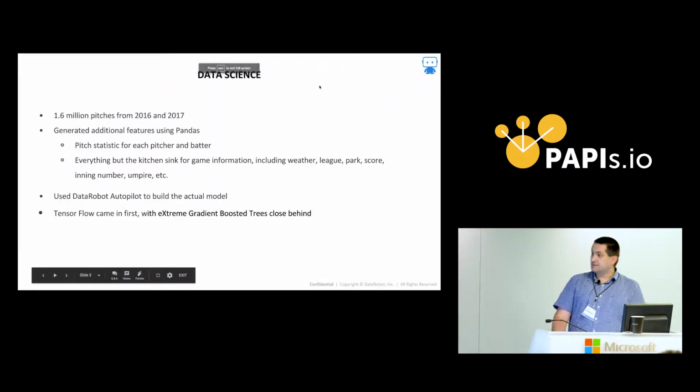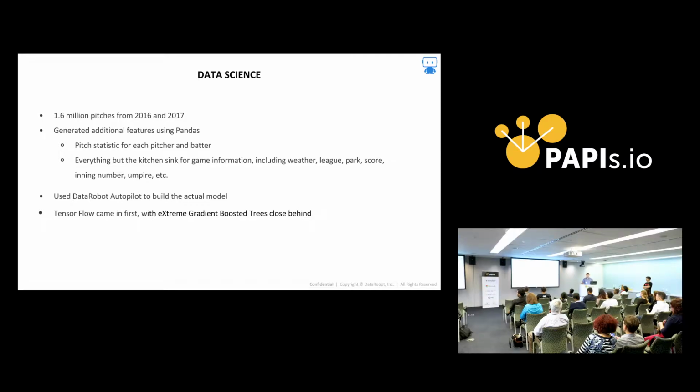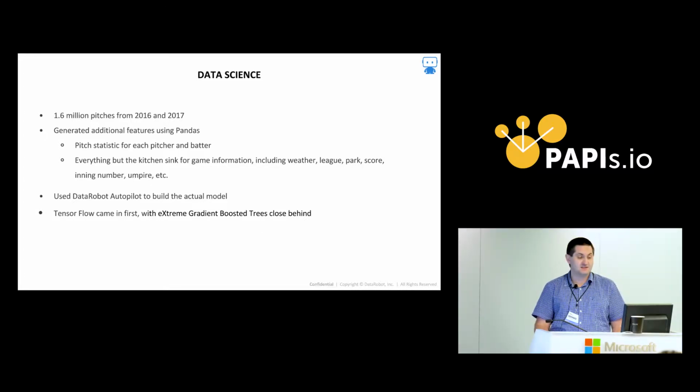So data science. Pitch prediction is a really good data science problem because you have a lot of data. Just for 2016 and 2017, we were able to get 1.6 million pitches, so 1.6 million clean data points with attributes populated by a human. I don't think any of you ever get that kind of quality of data in your real business application. So it's a dream application.